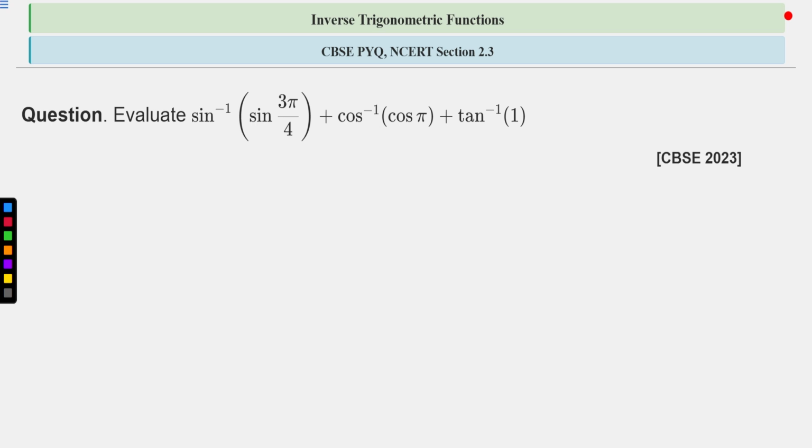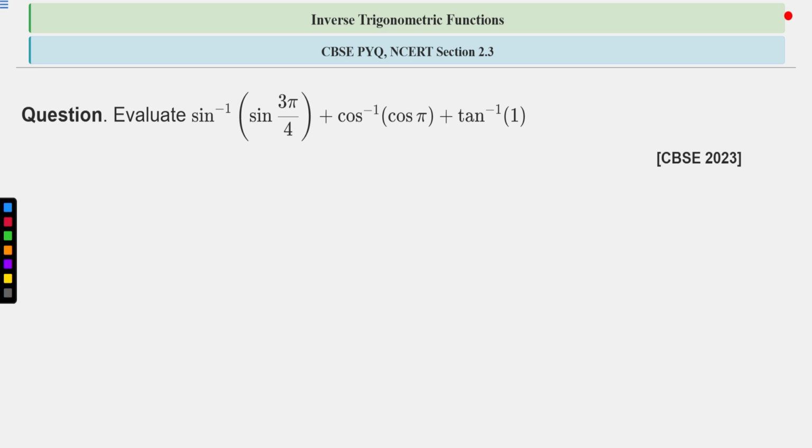So how can we find the value of this expression? See, for the first expression, which is sin inverse sin 3 pi by 4, we know that sin inverse sin theta is equal to theta when theta lies between minus pi by 2 to pi by 2. But here you can observe that 3 pi by 4 is not lying between minus pi by 2 to pi by 2, right? So you have to convert sin 3 pi by 4 in such a way that it comes out to be in the interval of minus pi by 2 to pi by 2, right? Clear?